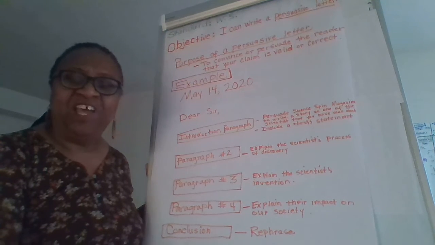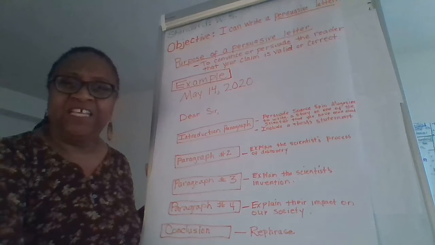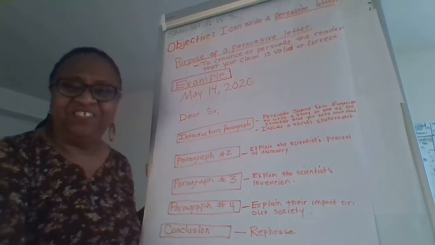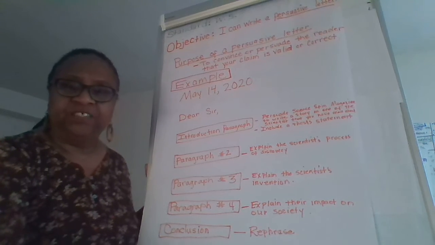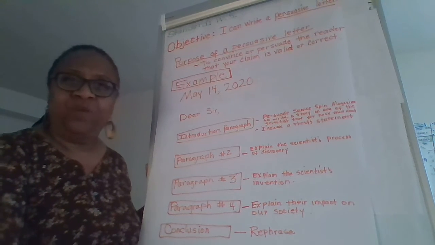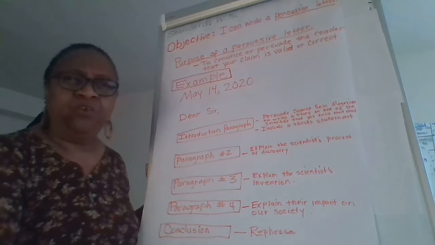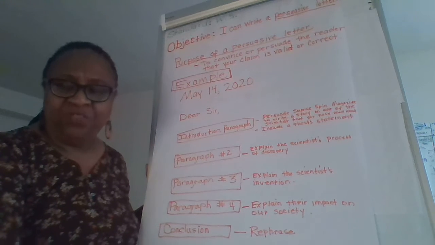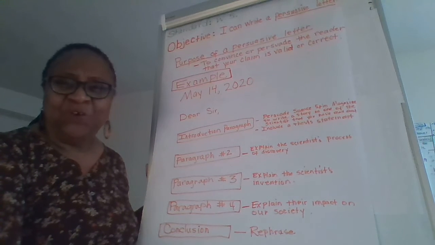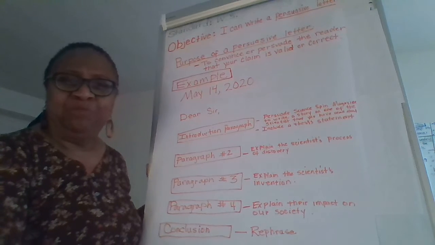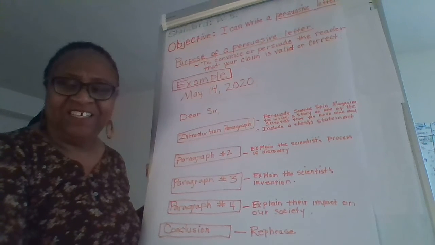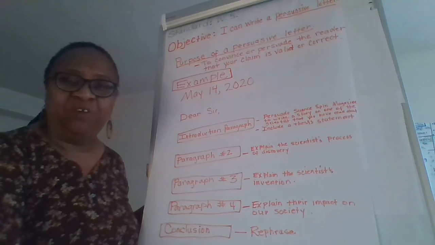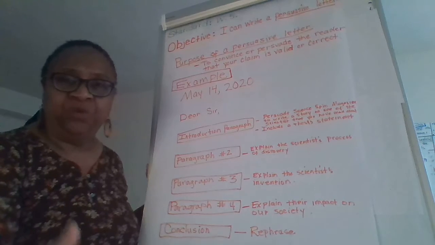Good job, Amani. Amani said that a persuasive letter is a letter that convinces you to do something. Good, that's a very good definition. She's absolutely right. A persuasive letter is a letter where you are trying to convince the reader of something, or you're trying to make a valid point to show that you are correct about something. So that is very good. You're trying to convince the reader of something.